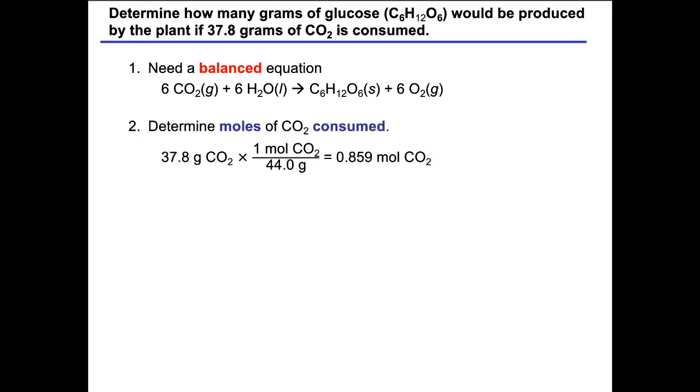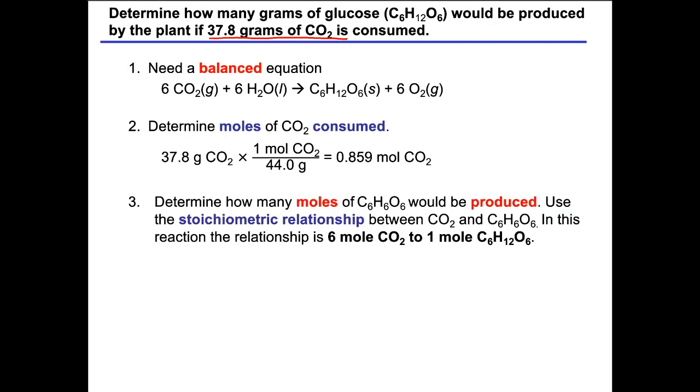Once you have that, you can determine the moles of CO2 consumed. They gave us 37.8 grams of CO2. So just divide by the molar mass of CO2 here to give us 0.859 moles of CO2. Then you can determine how many moles of glucose would be produced. You want to use our stoichiometric relationship between CO2 and glucose. If we take a look at our reaction, our stoichiometric coefficient is a 6 in front of CO2, and in front of glucose, there's just a 1. So always remember there's a 1 there if there's nothing written. In other words, our relationship is every 6 moles of CO2 produces 1 mole of glucose.